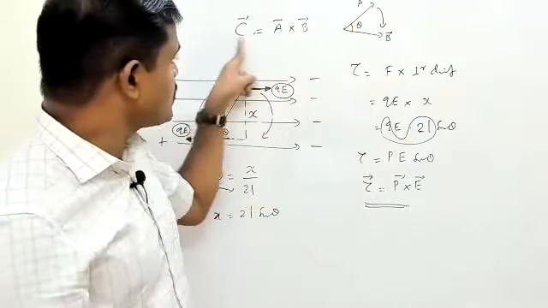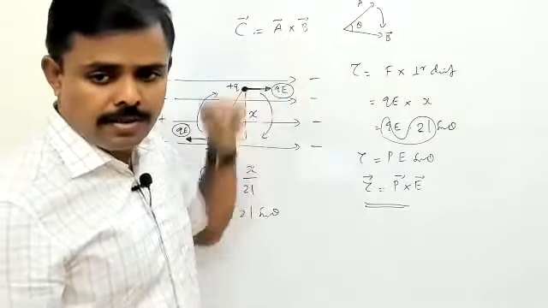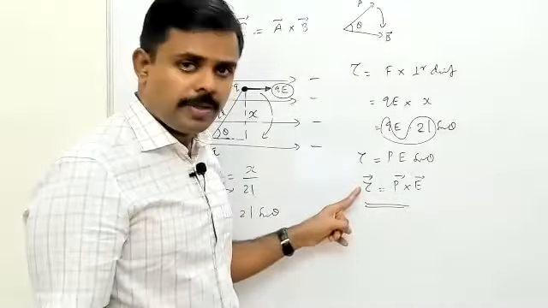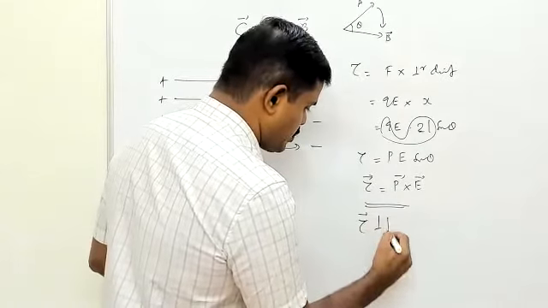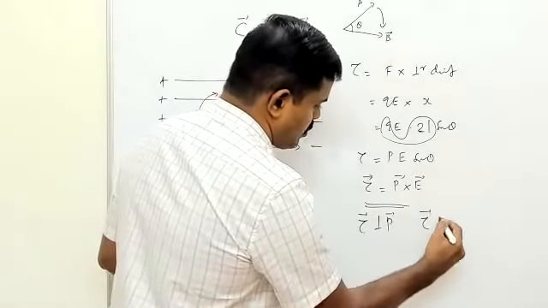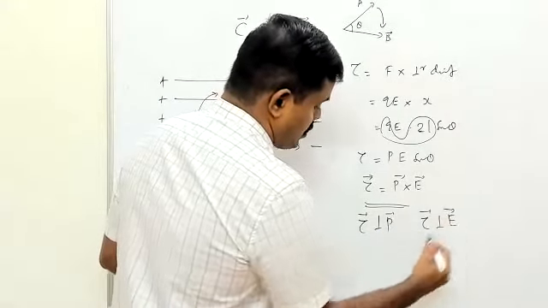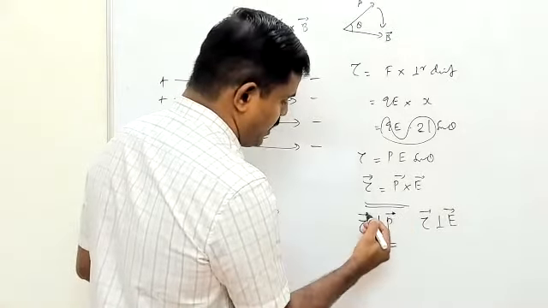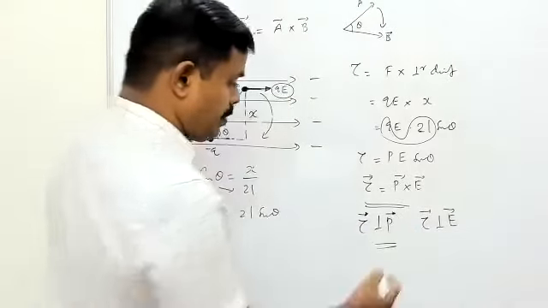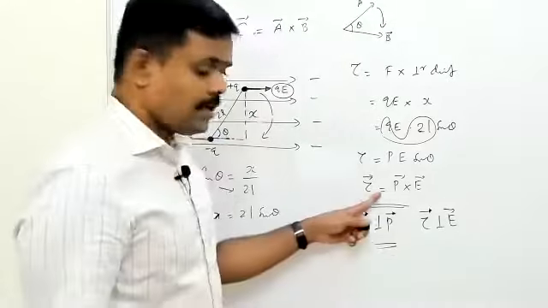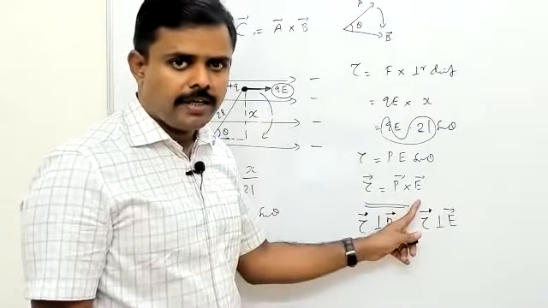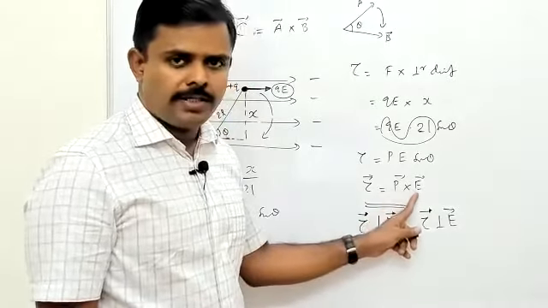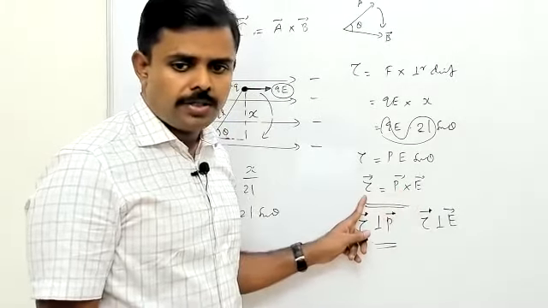A cross B, that is C, is perpendicular to A and B. Here, tau is perpendicular to what? I could say tau is perpendicular to P, and tau is perpendicular to E as well. So the previous board question was to identify the pairs of perpendicular vectors from this. Tau is perpendicular to P, tau is perpendicular to E. Why? P is on the board, E is on the board, while torque is into the board.